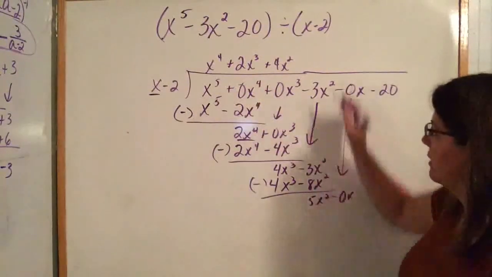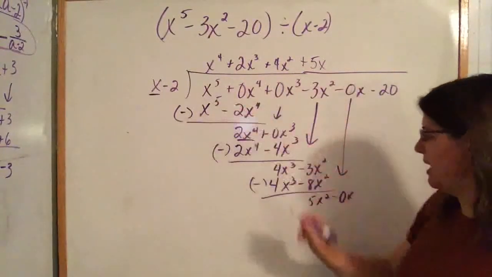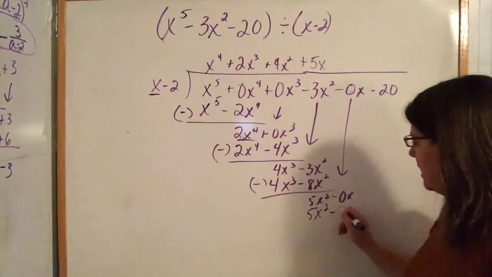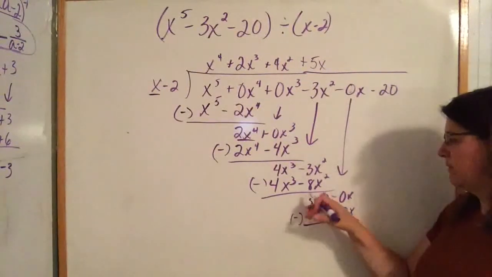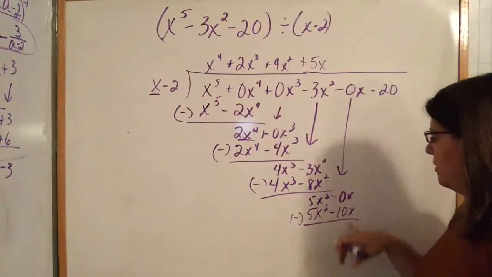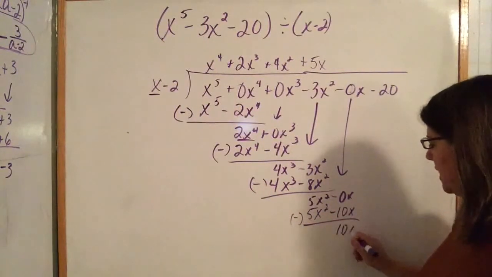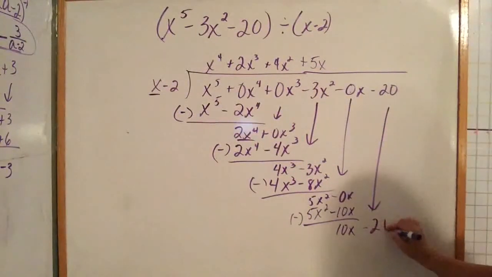X goes into 5x squared, a positive 5x times. 5x times x is 5x squared. 5x times negative 2 is negative 10x. I subtract. 5x squared minus 5x squared is 0. Negative 0x minus negative 10x is a positive 10x. I bring down my negative 20.